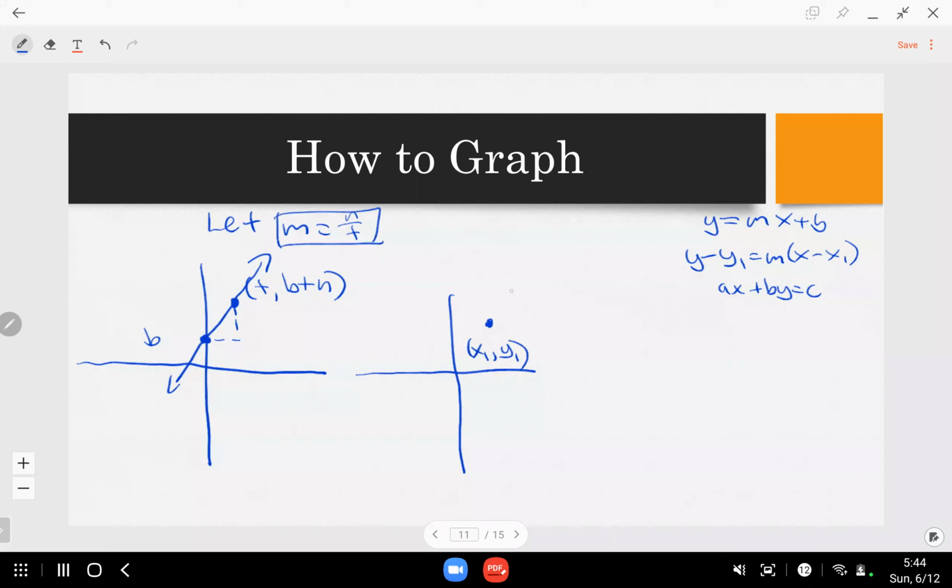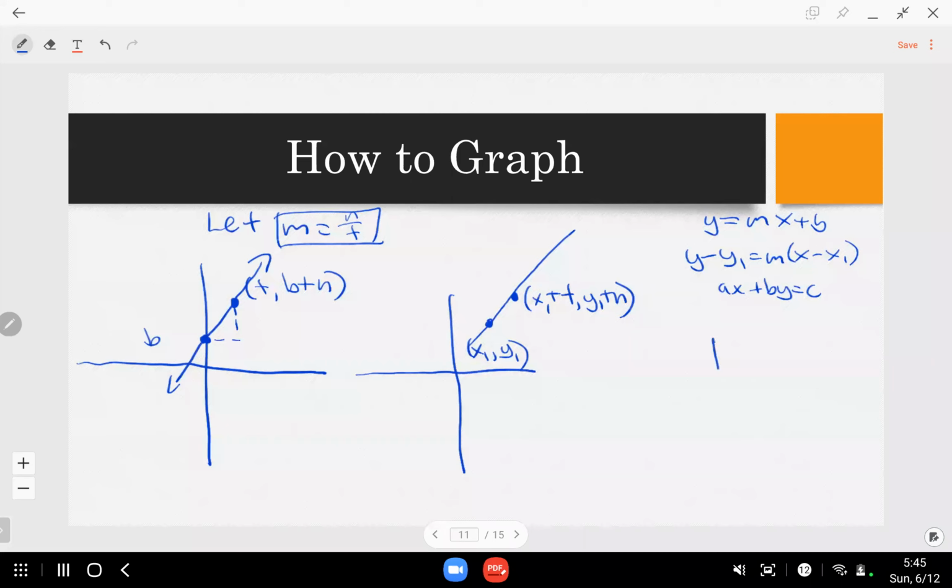Then you can find another point, right? Let's say another point like this, draw a line through it using the slope. And this can just be like x1 plus t, y1 plus n, right? Or the other way around, x1 minus t, y1 minus n. So you can use the slope to find another point on the function.